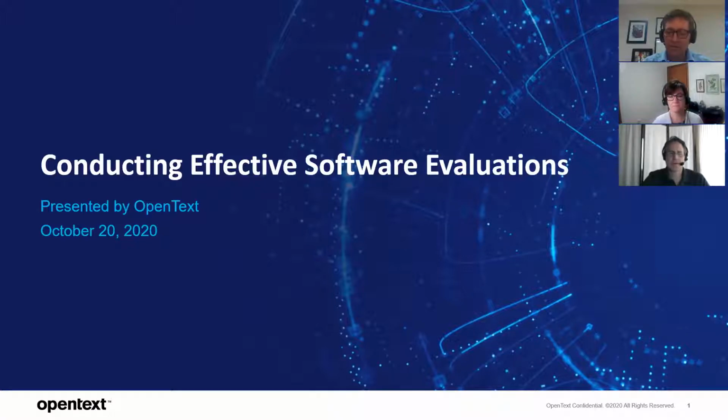My name is Doug Stewart, and I'm a Senior Director of Solutions Consulting at OpenText. I'm joined today by two of my OpenText colleagues to explore this important, but often overlooked and sometimes forgotten topic of how to conduct successful and effective software evaluations.